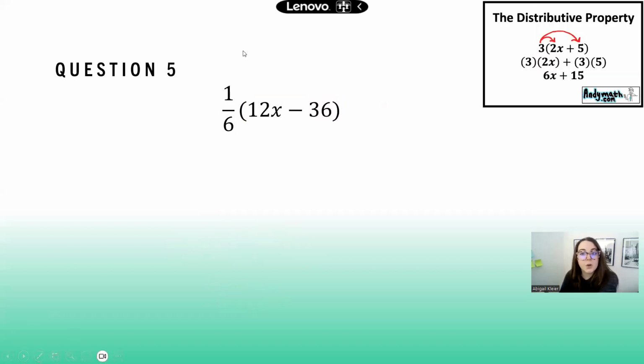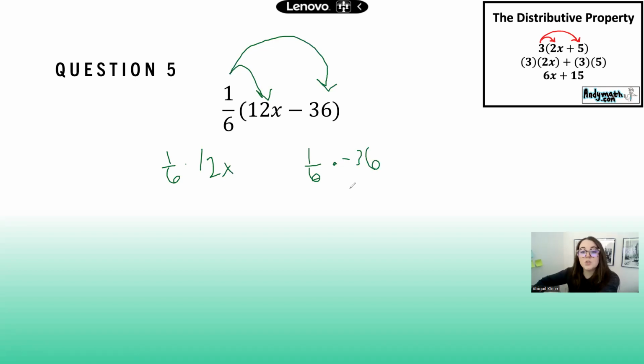And the last question that we're going to go over here is for equivalent expressions. And in this specific equivalent expression, we are going over distribution. So whenever you have something, just like we reviewed in question 3 with that negative sign, anything outside of the parentheses needs to be distributed in via multiplication. So we can write out two different problems here. This is like saying 1/6 times 12x and 1/6 times -36. So we have two different multiplication problems here that we can solve.